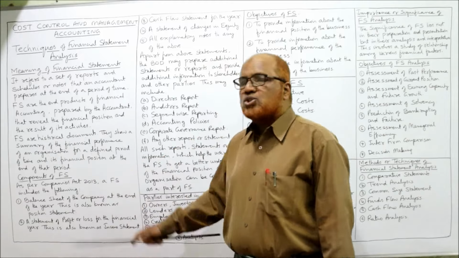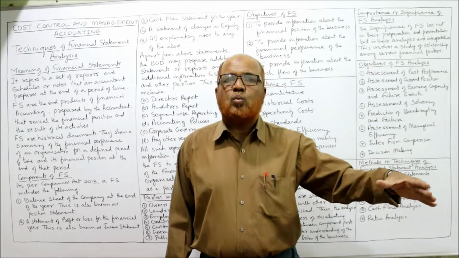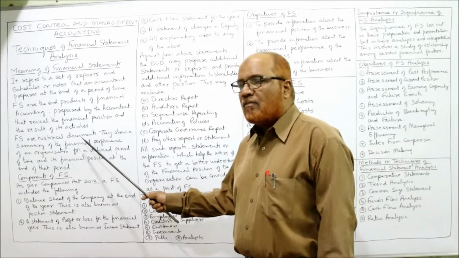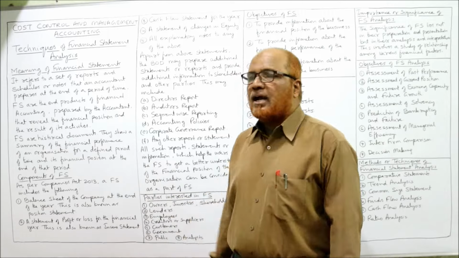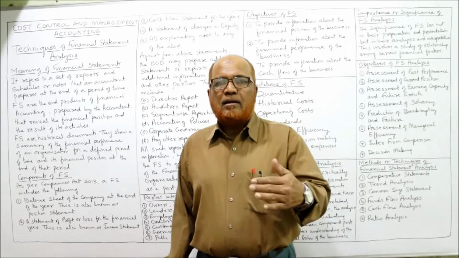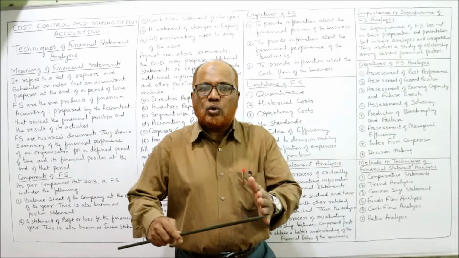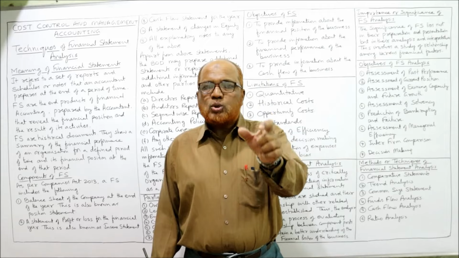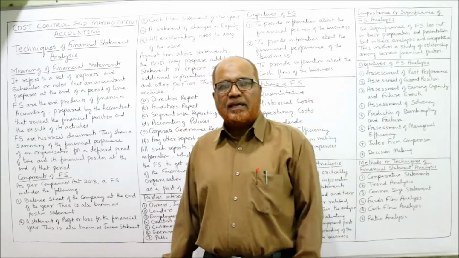Now, financial statements are a historical document because whatever happened in the past year will be recorded. That's why it is called historical. They show a summary of the financial performance of an organization for a defined period of time and its financial position at the end of the period. These financial statements provide a summary of all financial transactions that took place during the financial year. We take the total of all the transactions which had been conducted in the financial year.